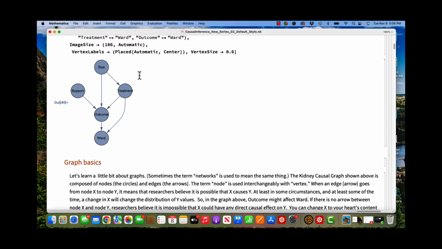So what we have here is a picture of a possible causal network involving kidney disease, and the idea is that the size of the stone could potentially affect the treatment one receives, that the outcome from treatment is affected causally by both the size of the stone treatment and by the degree of support one might receive from one's family or an economic system, and that the outcome and the treatment in this model determine what ward you're in. The arrows denote the presence of a possible causal relationship. It doesn't really mean that there's a strong one or one at all. It just means it's possible.